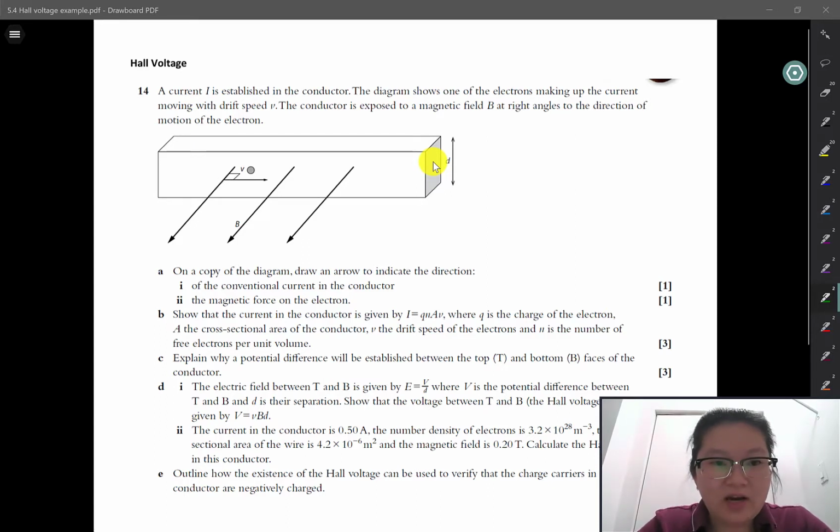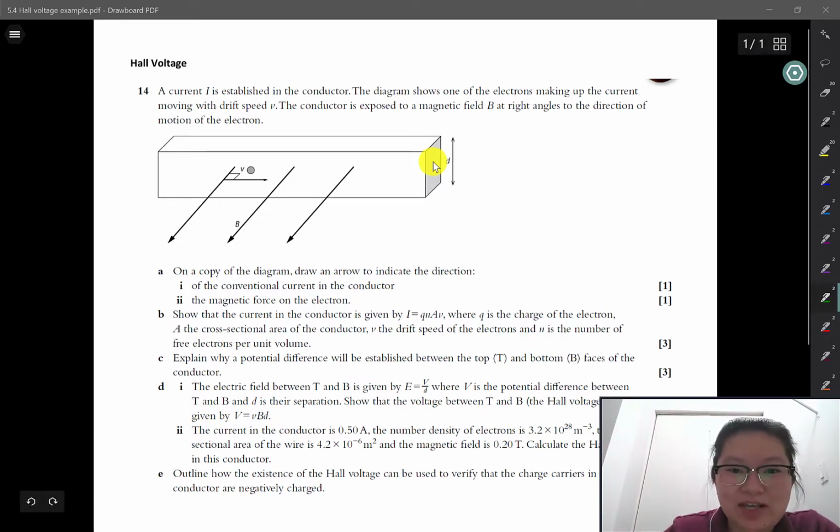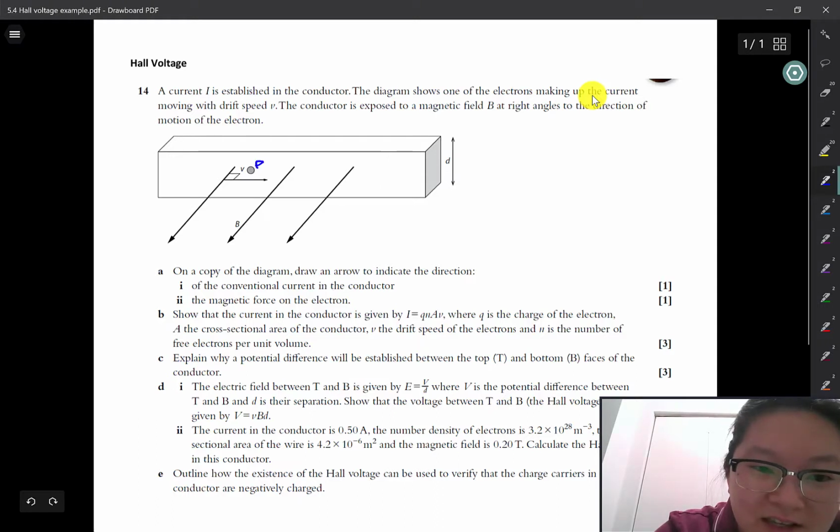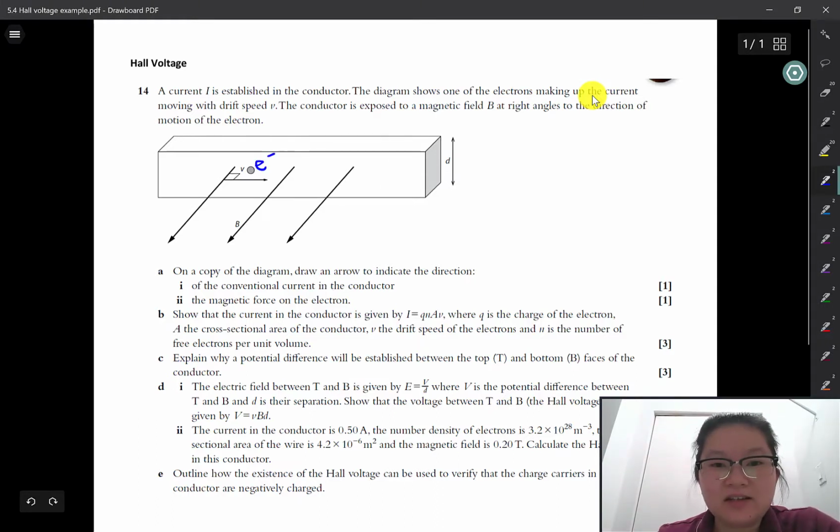Lots to go. A current I is established in the conductor. The diagram shows one of the electrons making up the current moving with drift speed v. So this guy here is an electron. The conductor is exposed to a magnetic field at right angles to the direction of motion of the electron. Here they show it in this diagram. On a copy of the diagram, draw an arrow to indicate the direction of the conventional current in the conductor.